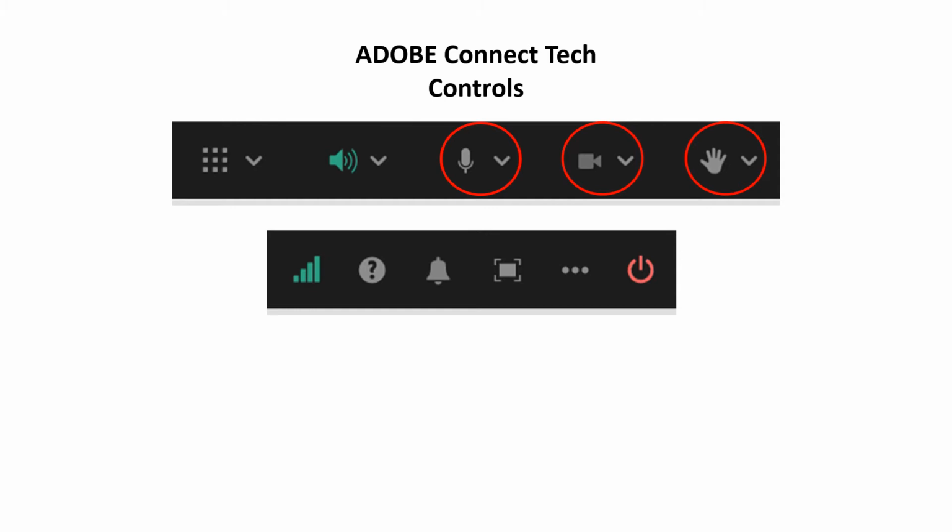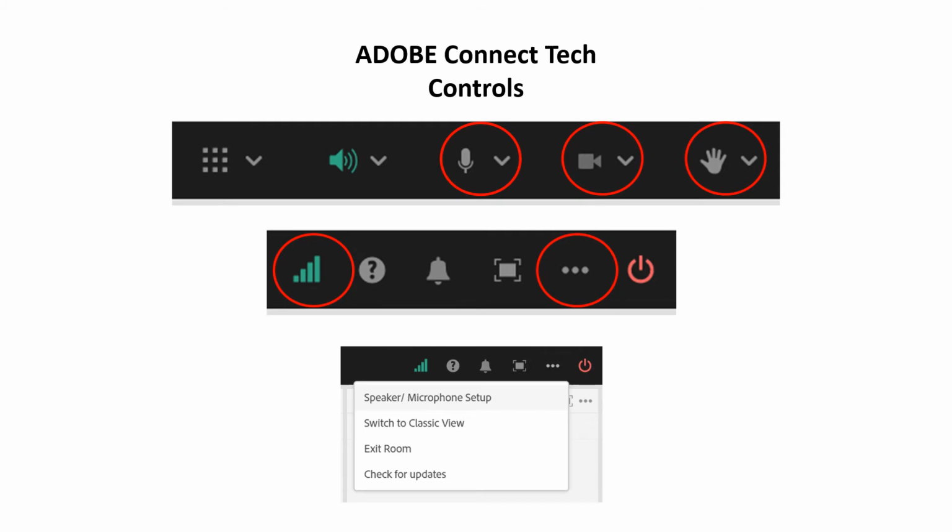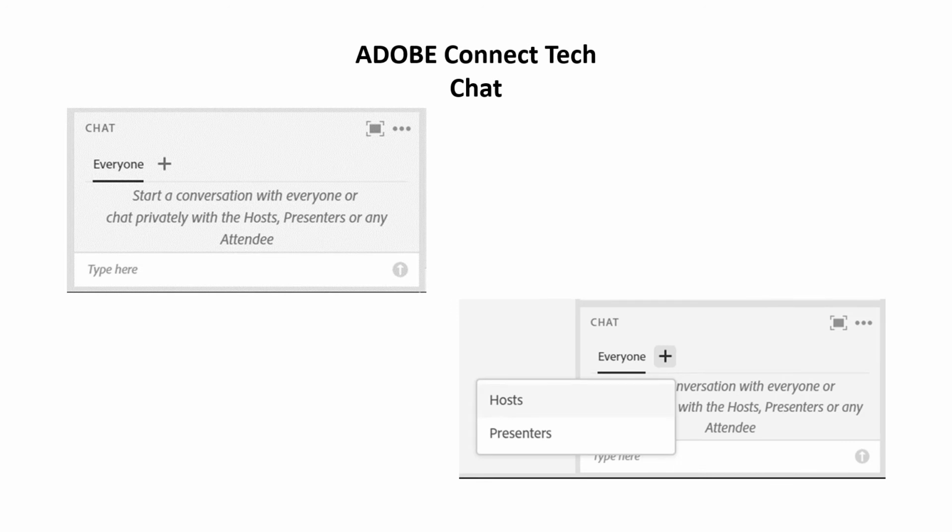At the top right of your page, the signal strength bars indicate your internet connection, and the ellipses, or 3 dots, are a good place to make changes to your speakers and microphone, including volume for both. The chat feature is at the bottom right of your page. You'll mostly want to chat with everyone when answering questions or participating in the program.